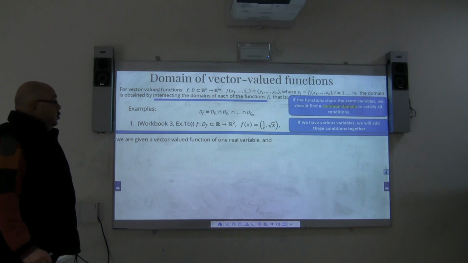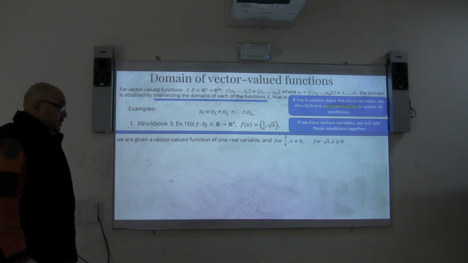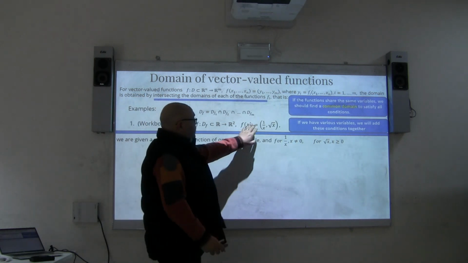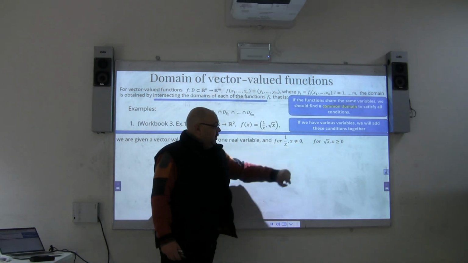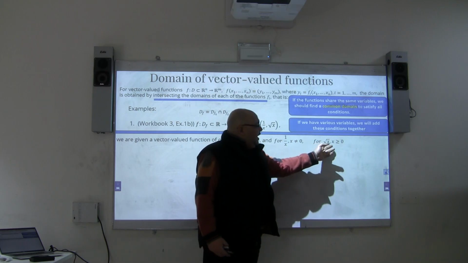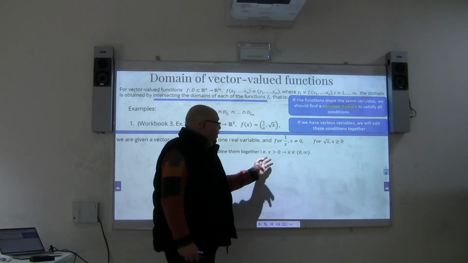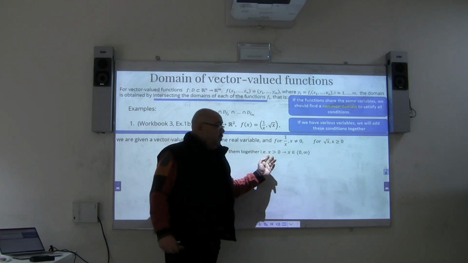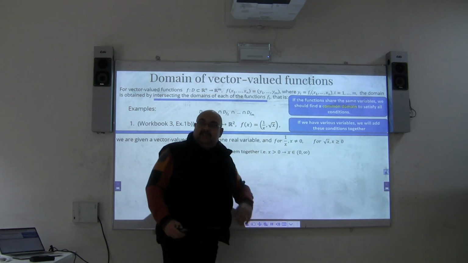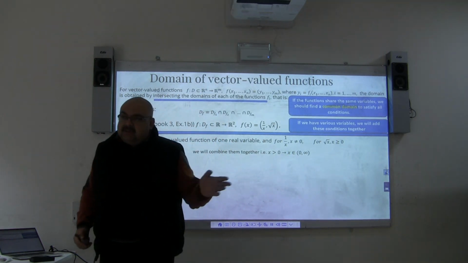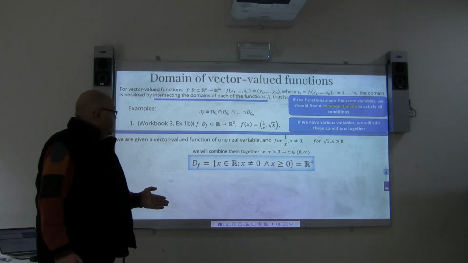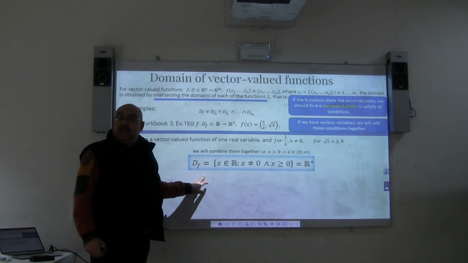We are given a vector valued function of one real variable, as I told you. So I will start with f1, which is 1 over x, which should not equal 0. And for the radical, x must be greater than or equal to 0. I will combine both of them together, so x must be greater than 0, which means from 0 up to infinity, or x belongs to R positive, as we wrote previously. Now I can write the domain in this case.